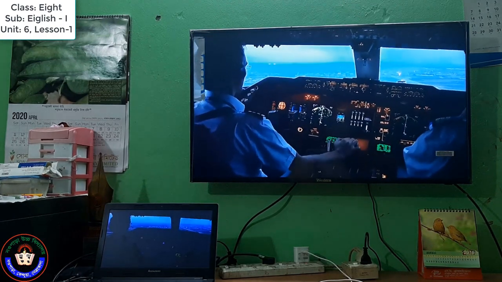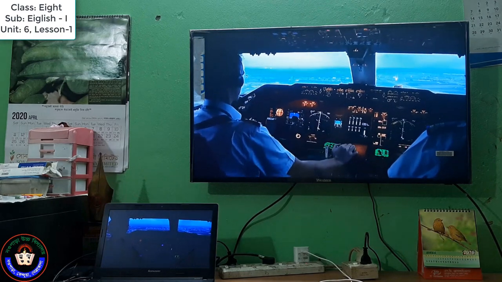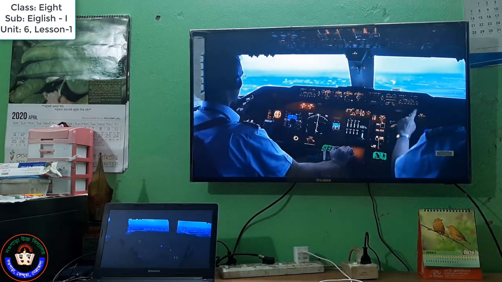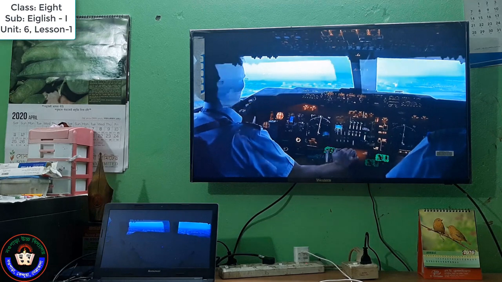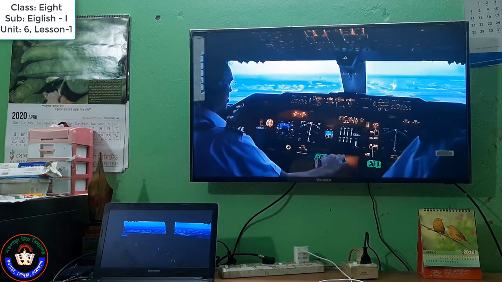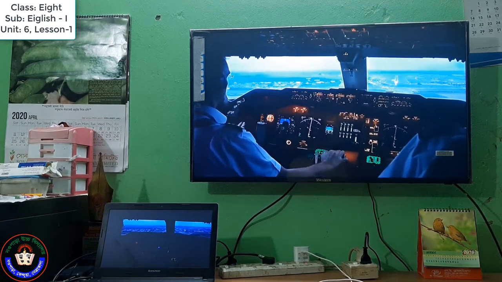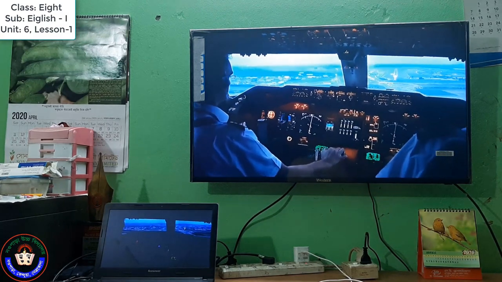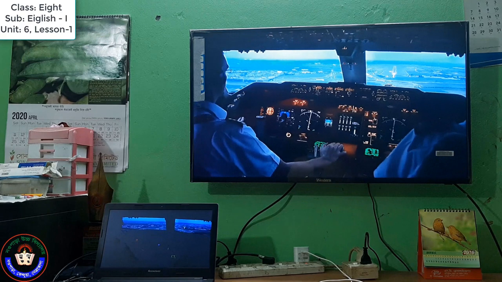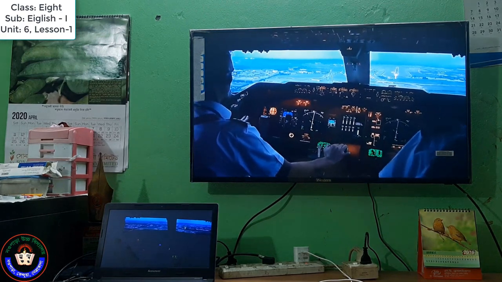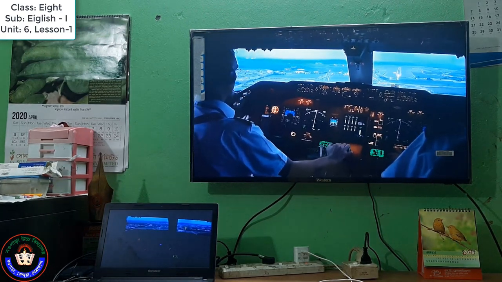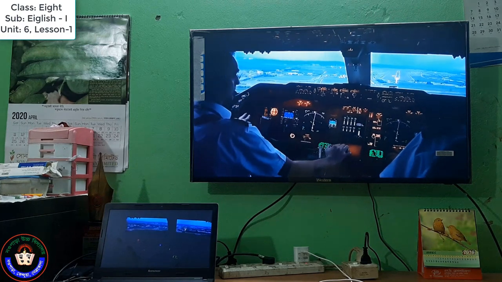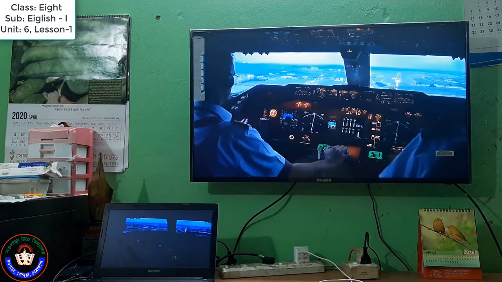And you can see the plane is going to be landed. You can see many roads, buildings. That means it is a place of airport. The plane is going to the airport and maybe they are watching their runway where they will land.